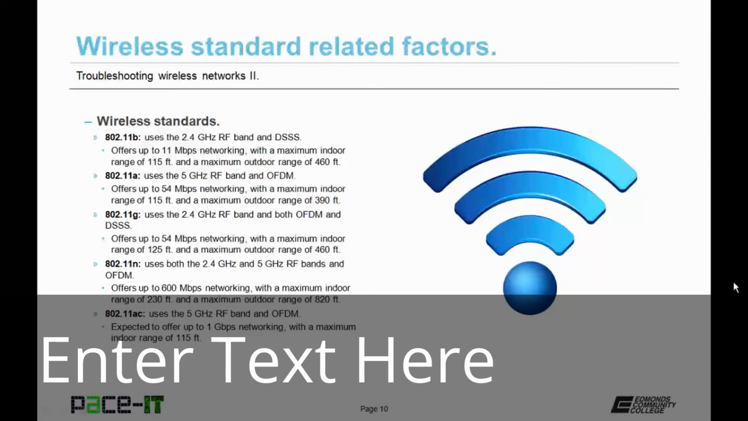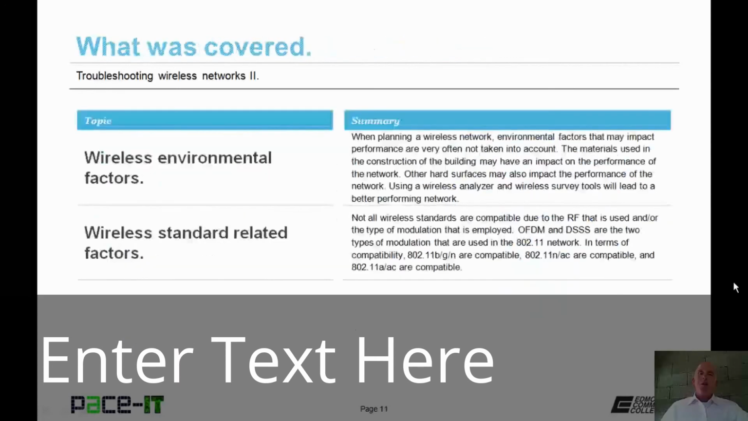Finally, we have 802.11ac. It uses the 5 GHz radio frequency band with OFDM as its method of modulation. It's expected to offer up to 1 gigabit per second networking with a maximum indoor range of 115 feet. At this point in time, we do not have a maximum outdoor range as they're still working on establishing that.